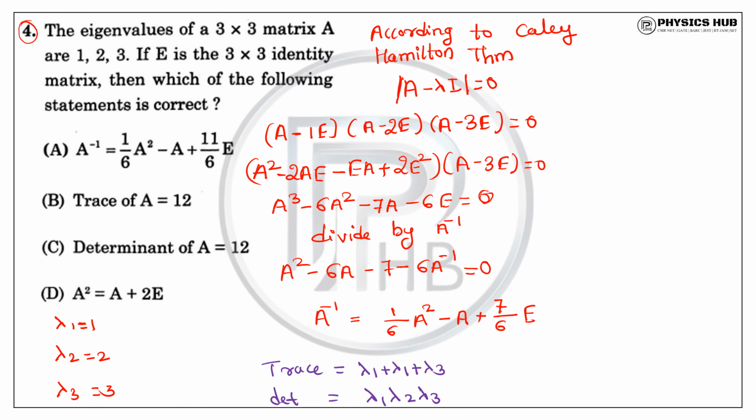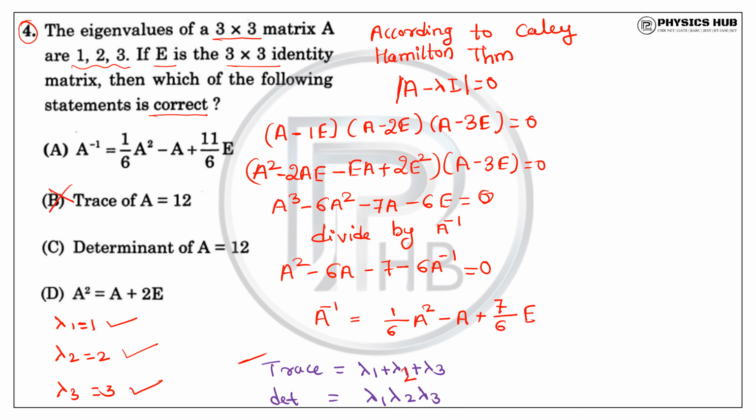Next question. The eigenvalues of 3 cross 3 matrix A are 1, 2, 3. If E is the 3 cross 3 identity matrix, then which of the following statements is correct? So we should deal with this type of question through the options. We know that trace of A is equal to lambda 1 plus lambda 2 plus lambda 3, that is sum of eigenvalues. So they have mentioned lambda 1 is equal to 1, lambda 2 is equal to 2 and lambda 3 is equal to 3. So sum of these eigenvalues results 6. So option B is wrong.